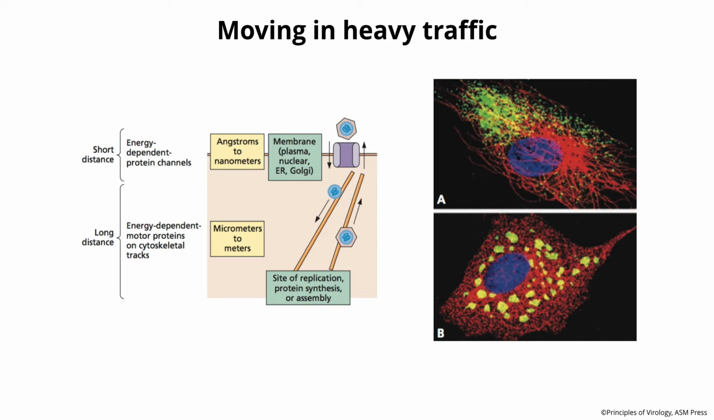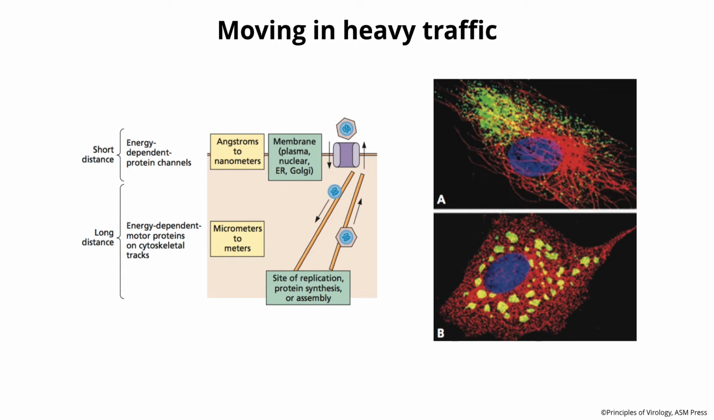Again, I want to emphasize this point that you just don't diffuse in cells. We've talked about this before, how it would take too long for a virus to go from the plasma membrane to the nucleus. And so the virus particles are carried on specific transport pathways. On the left part of this slide, we're looking at two specific kinds of transport pathways. One which we really haven't mentioned very much, but short distance energy-dependent protein channels are often needed to move virus particles, say, into cells.